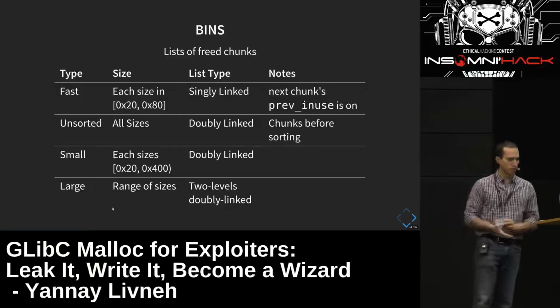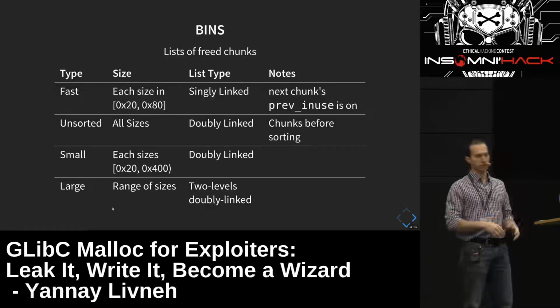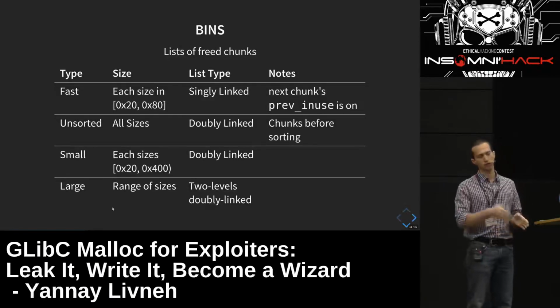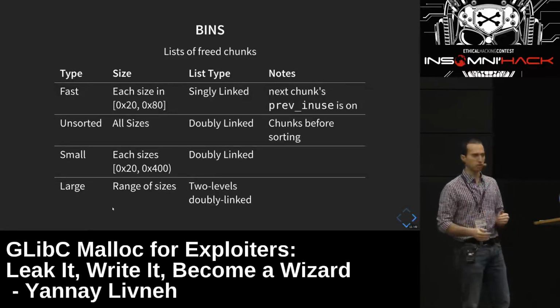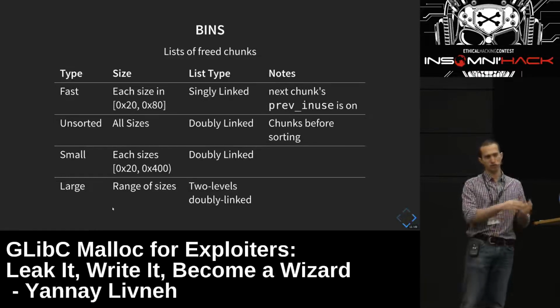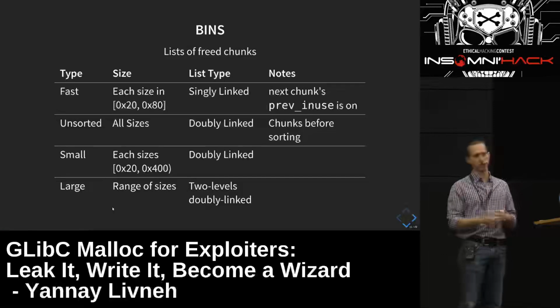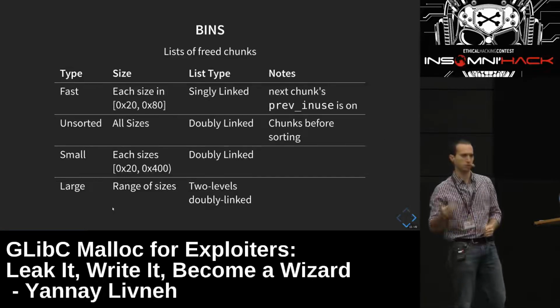And then you have the large bins, which has a range of sizes for each bin. So you have, for example, the range of 0x400 to 0x430. That would be a bin on its own, and it's a sorted list. So you can iterate it, and if you free a chunk of size 0x400, it will be inserted into this bin. Then you free another chunk of size 0x420, it will be inserted in this bin, but after the 0x400. So it's always kept sorted.